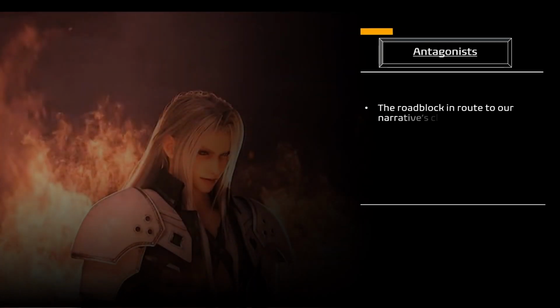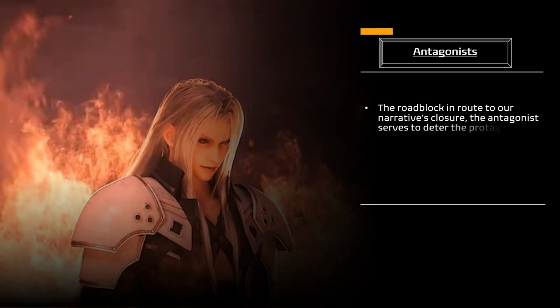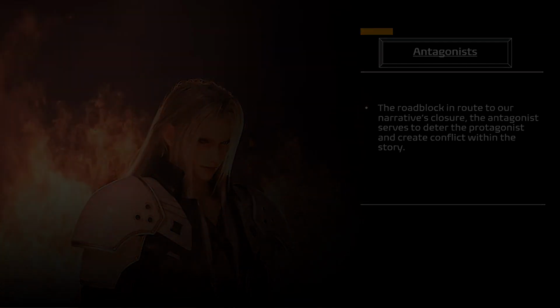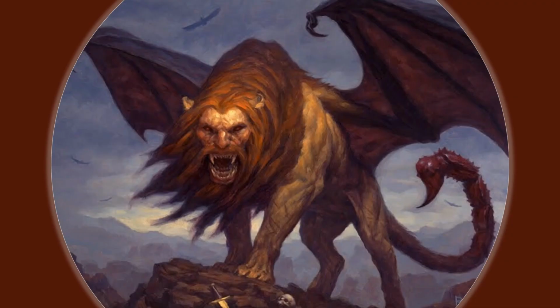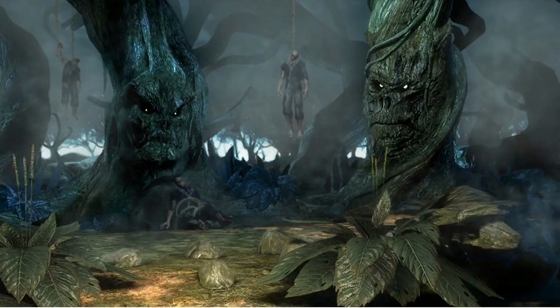The roadblock en route to our narrative's closure, the antagonist serves to deter the protagonist and create conflict within the story. Though most think of the antagonist as another individual, it could also be a group, creature, or organization, and does not necessarily have an evil moral compass.